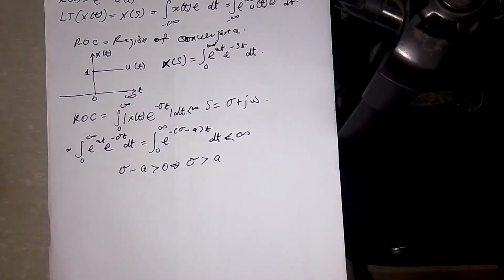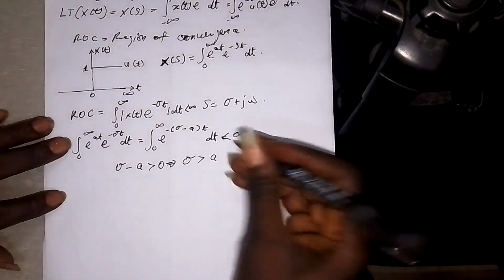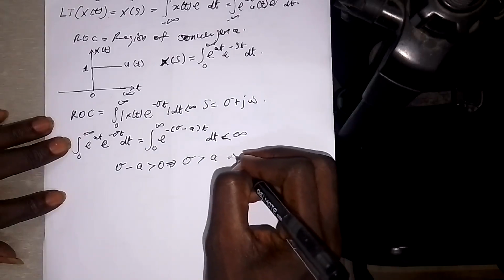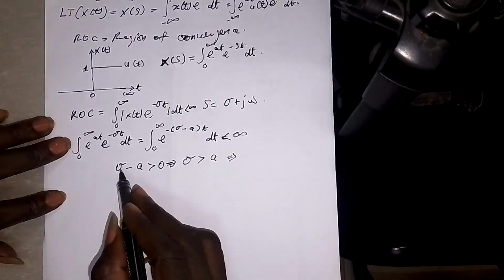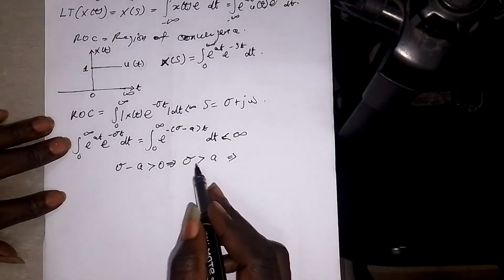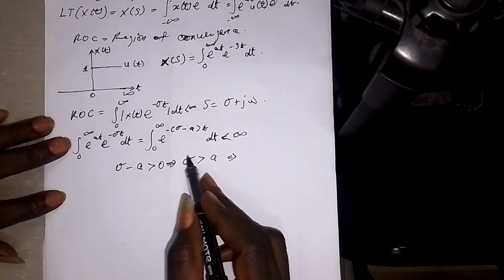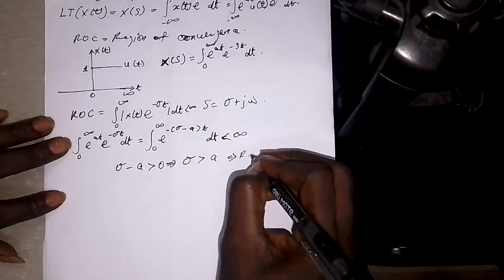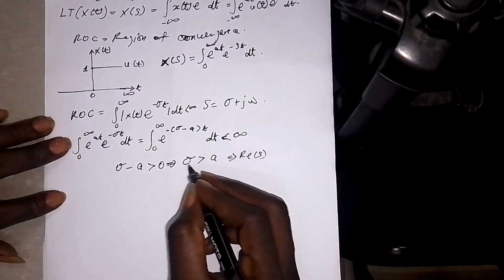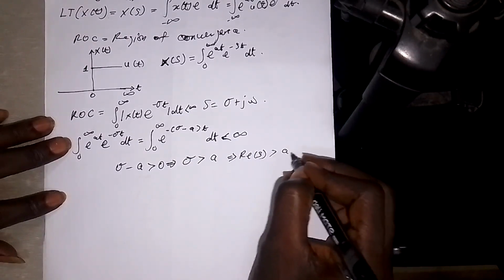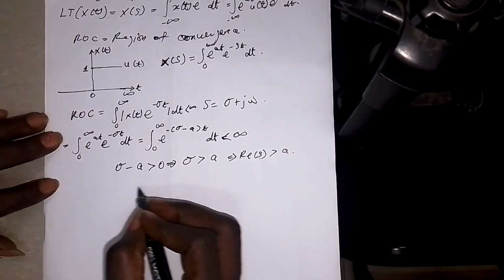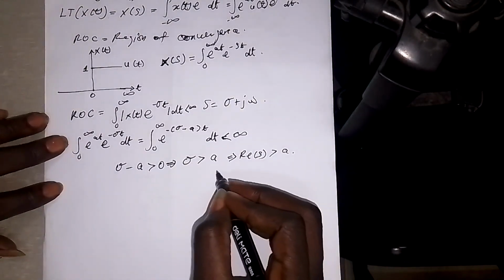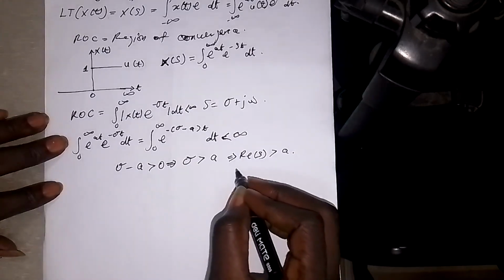Sorry, it's not q, sigma is greater than positive a. So this sigma, we call it the real of s. So the real of s, which is this sigma, is greater than a. Alright, so from here I can draw my S-plane. Let me just briefly draw my S-plane.